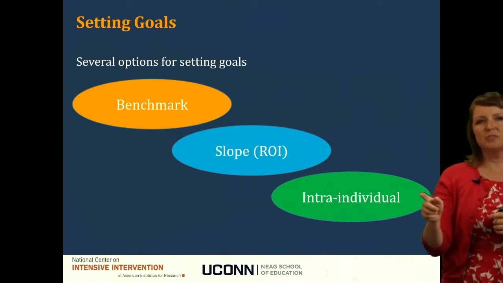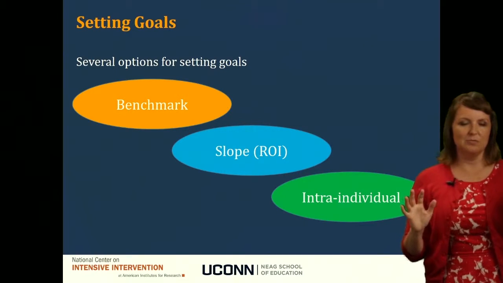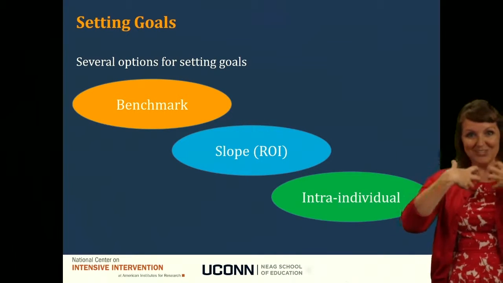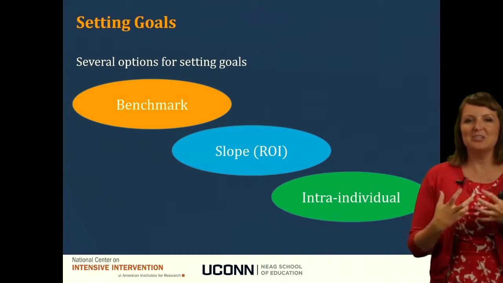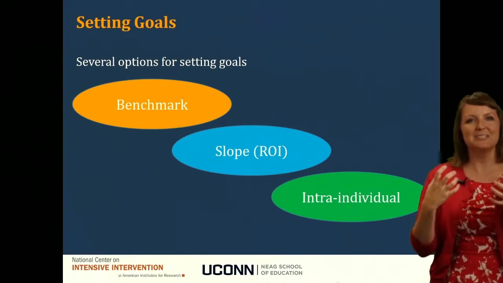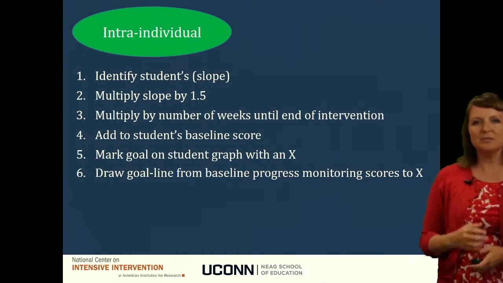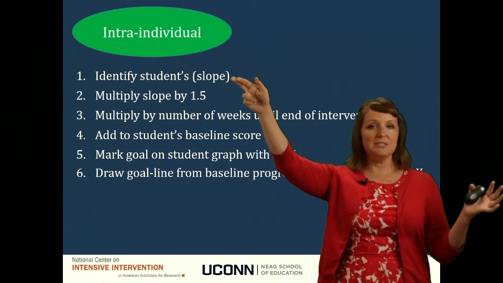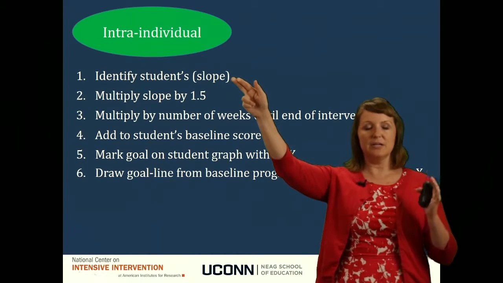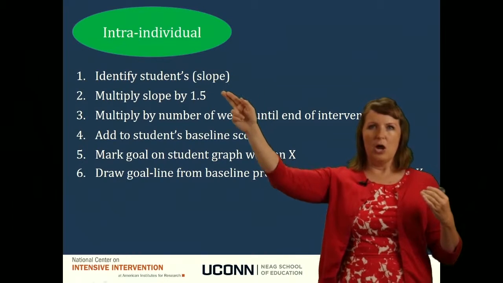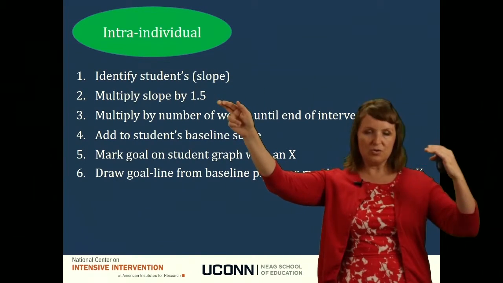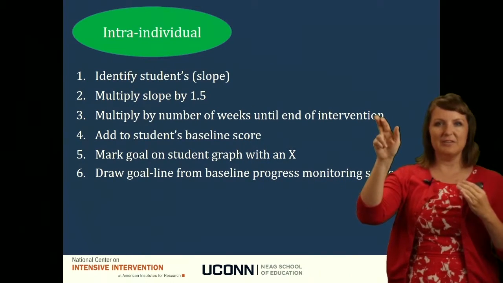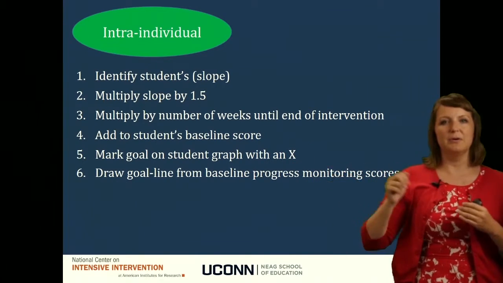But the intra-individual framework is not related to national norm data at all. It's based on the student's intra-individual scores, and we're going to use those scores to set a goal for the student based on their own performance. So let's talk about that. So first we're going to identify the student's slope. So this is not on a chart, and I'll show you how we can figure out the student's own slope. We're going to multiply that to try to increase the progress that the student is making. Then we'll figure out how many weeks to the end of the intervention, add it to the baseline score, and then we'll put it on the graph.